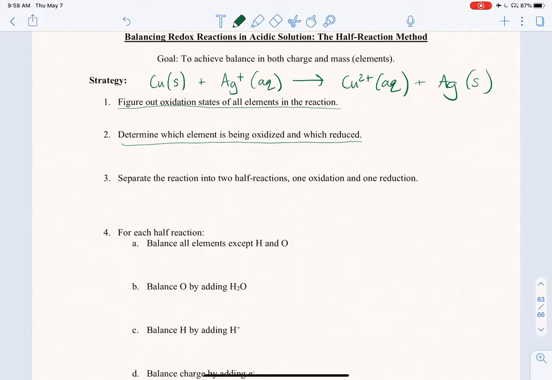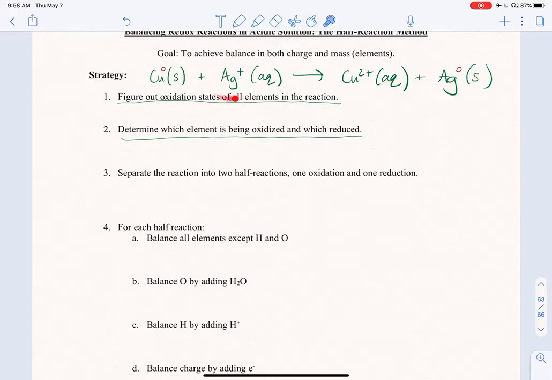So let's do the first step for this reaction. We want to figure out the oxidation states of all of the elements in this reaction. I want to remember that elements in their pure states have oxidation states of 0. So the oxidation states of both copper and silver solid are 0. Now, the oxidation states of silver plus and copper 2+ are given by their charge. So the silver ions have a +1 oxidation state, and the copper ions have a 2+ oxidation state.